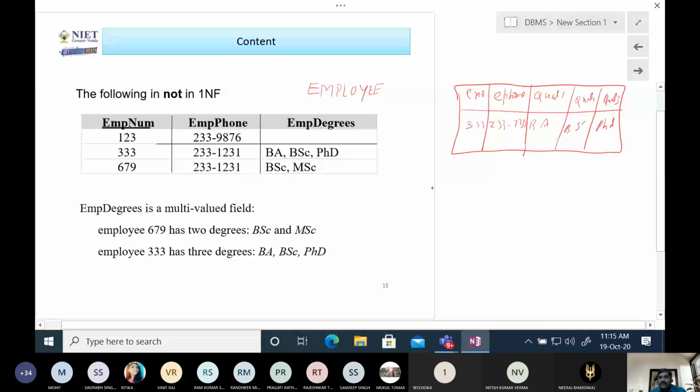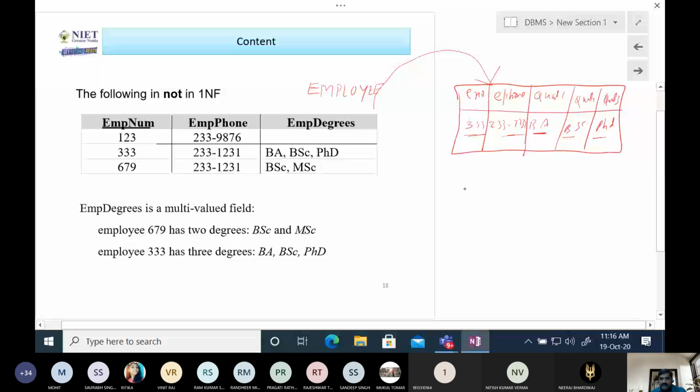In this way we can convert this unnormalized relation into a normalized relation, and this relation satisfies the constraints of first normal form. And what is the first normal form? A relation or table is said to be in first normal form if and only if all underlying domains contain atomic values. Did you get it? Please let me know. Yes, sir.